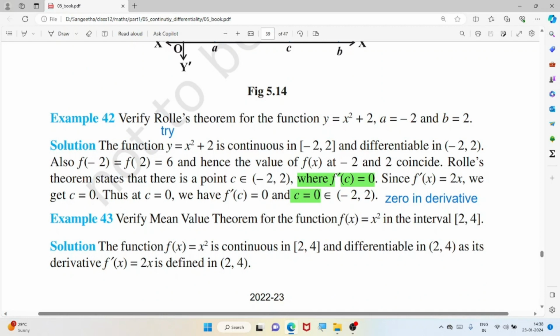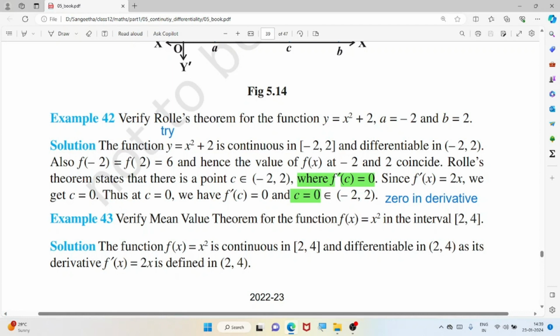Verify Rolle's theorem for this function, a equal to minus 2, b equal to 2. The function y equal to this is continuous and differentiable. If you assign minus 2, then minus 2 square is 4, 4 plus 2 is 6. If you assign 2 also, then it will also become 6. f of minus 2 and f of 2 are both 6, hence the values coincide, that is both are same.